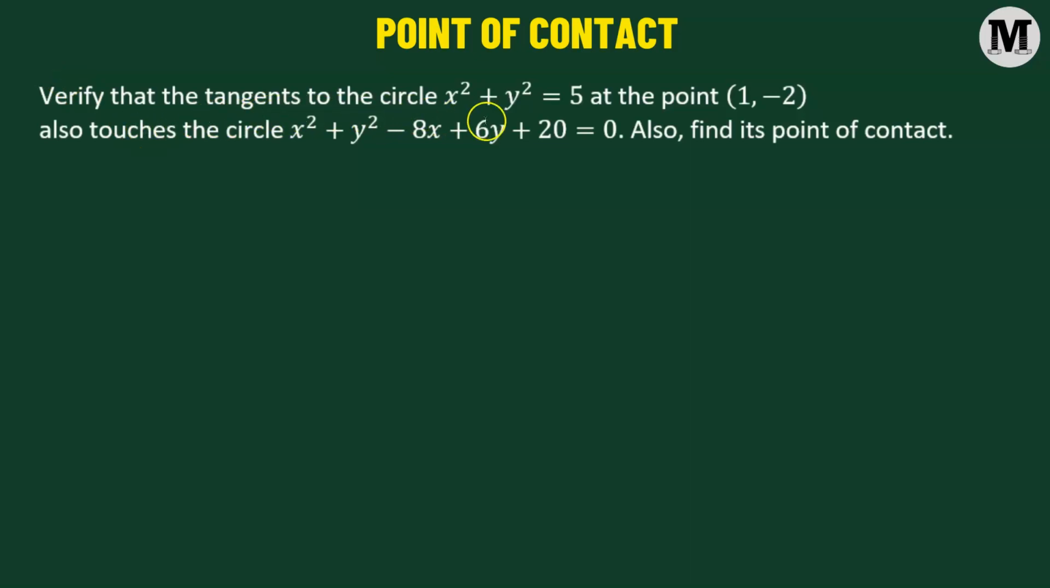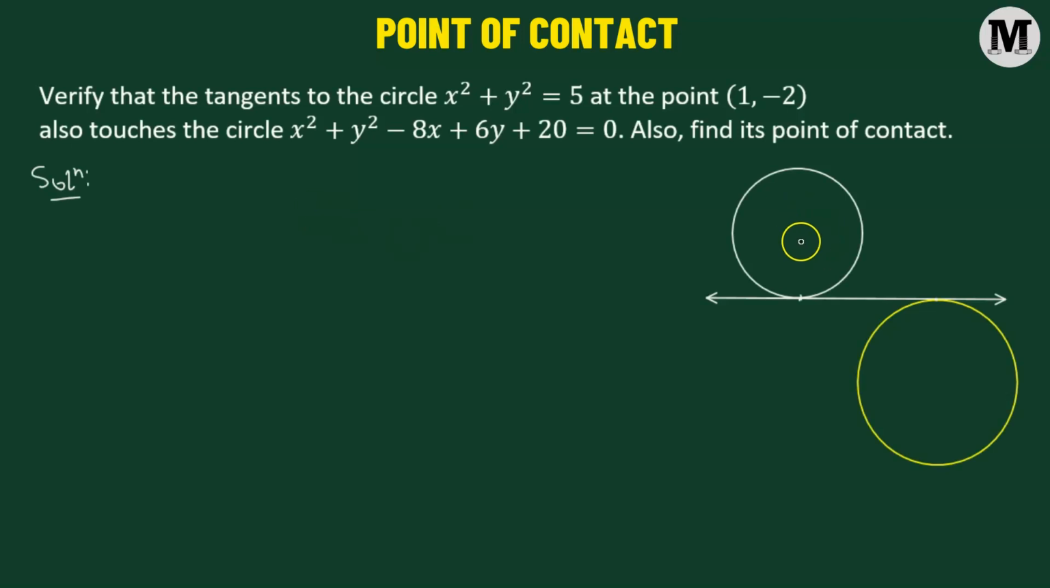Verify that the tangents to the circle x squared plus y squared equals 5 at the point (1, -2) also touches another circle. And we need to find out the point of contact of the second circle. Let us begin. So here we have a circle.